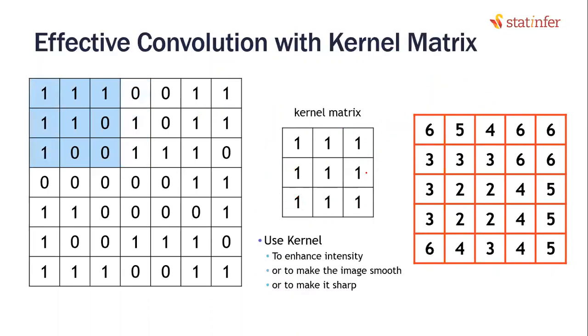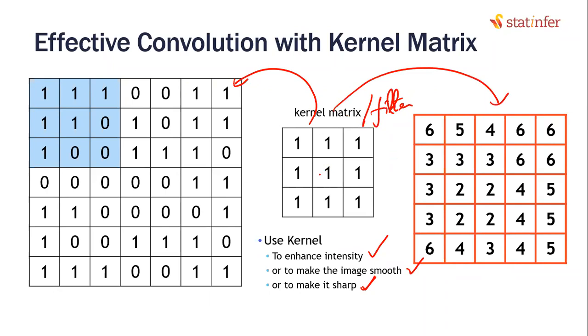There are some kernel matrices that are there to enhance the intensities. There are some kernel matrices, or filters as they are known, that are there to make the image smooth. There are some kernel matrices that are there to make the image sharp. That means if you apply this kernel matrix, the image intensity will be enhanced. If you apply some other kernel matrix, then the image will be looking smoother. If you apply another kernel matrix, the image will look different. The image will look retro if you apply a different filter. The image will look in some other theme if you apply a different filter. The image will look black and white if you apply a different filter.